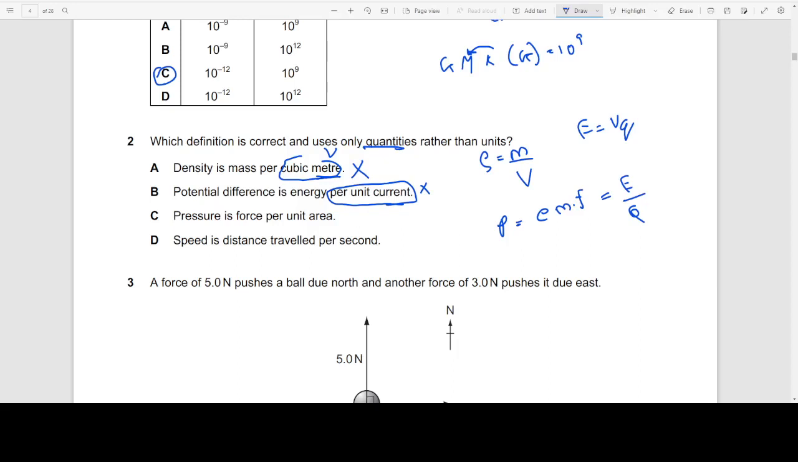Coming to pressure is force per unit area. This can be correct because pressure is force upon area, and this is only using the quantities. And speed is distance traveled per second. No, it should have been distance traveled per unit time.